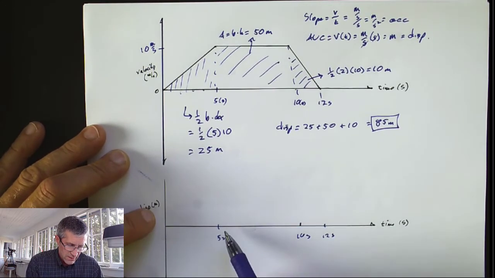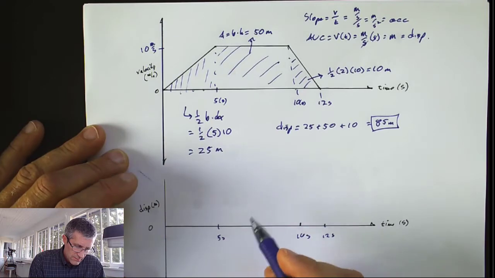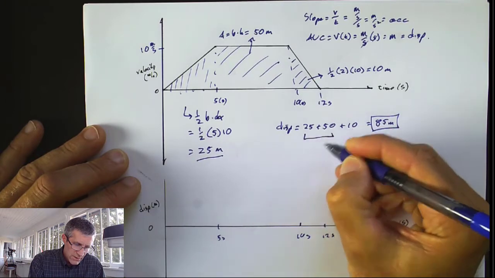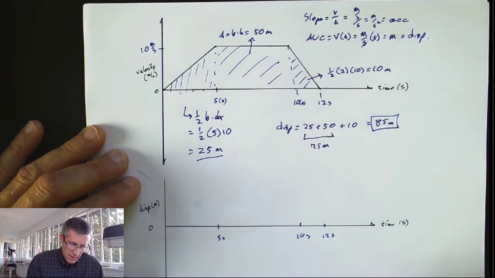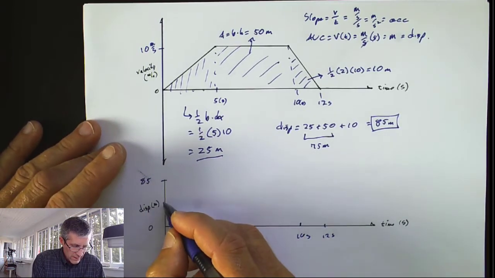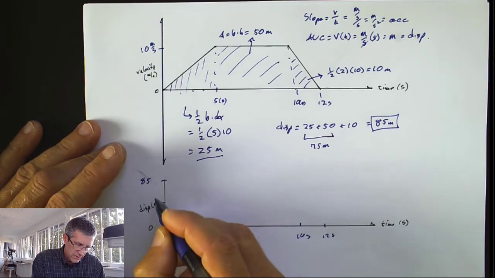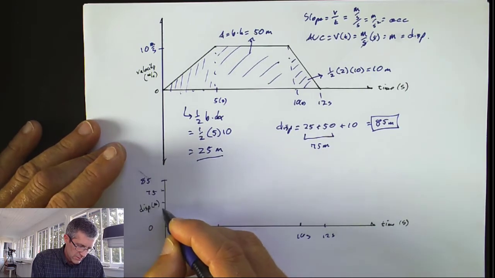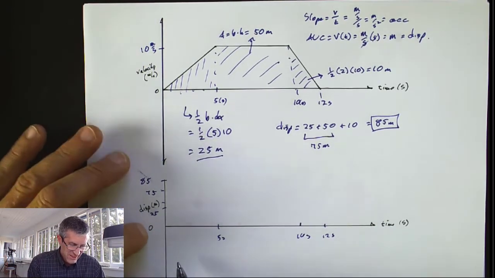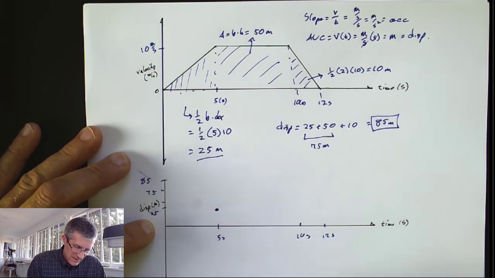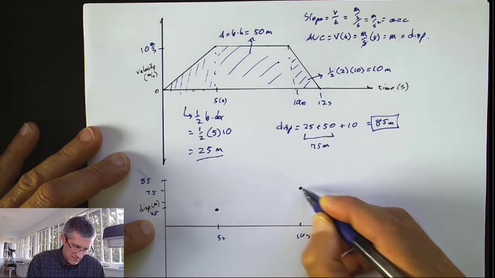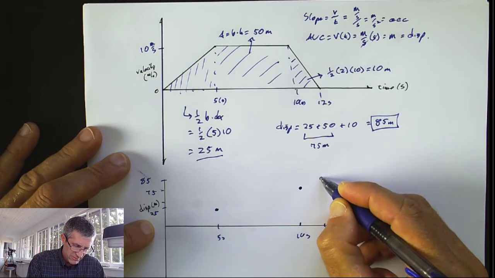So after 5 seconds, how far have I gone? I've gone 25 meters. After 10 seconds, I'll have gone 75 meters. And after 12 seconds, I'll have gone 85. So let me put 85 at the top here. I'm just going to have to estimate this. I'm going to call this 75, and I'm going to call this 25. Close enough. So after 5 seconds, I've gone 25 meters. After 10 seconds, I'll have gone 75 meters. After 12 seconds, I'll have gone 85.